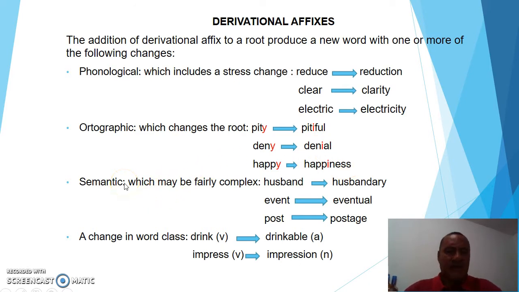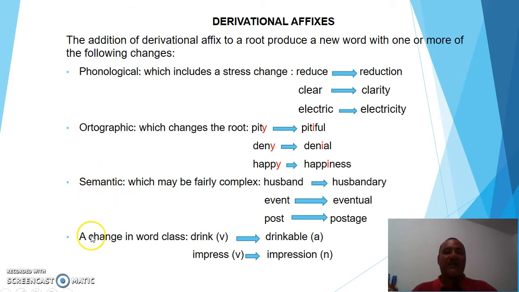Another change that can be produced when using derivational affixes is semantic, which is considered more complex. Look at the examples: husband, husbandry, event, eventual, post, postage.